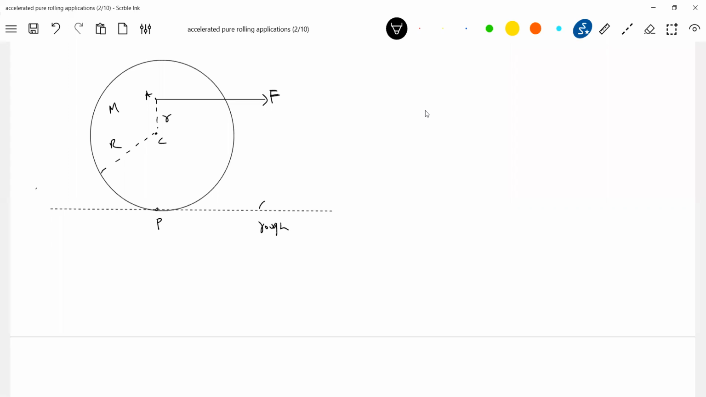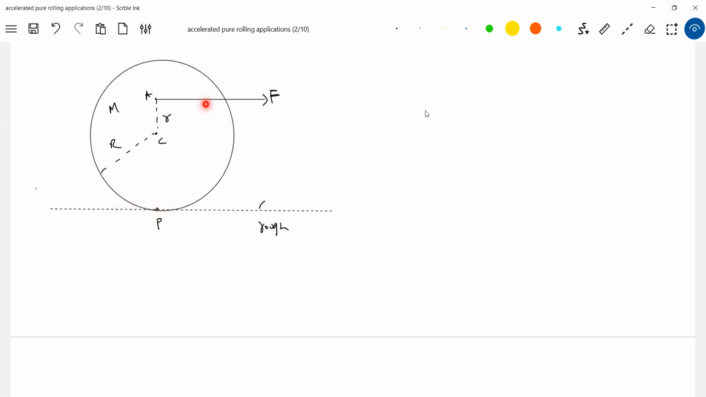The very first question a student asks himself: I apply force F. So when I apply force F, the center of mass will have translative motion, then all points should also have translative motion. So the point P, in what direction will it try to move? It will try to shift towards the right. Then friction should oppose relative motion, so friction will act backward.